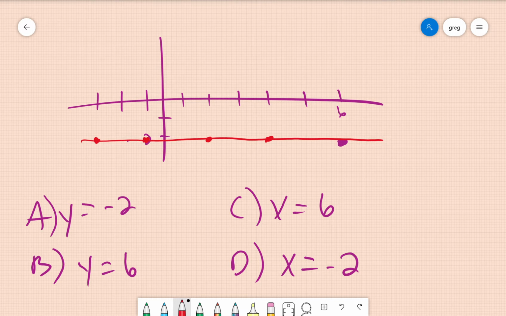Right. So we just said that y equals anything is going to be a horizontal line. Y equals is horizontal. This question asks for vertical. So if y equals is always going to be a horizontal line going through a point, what two options right now do not work? What two options?